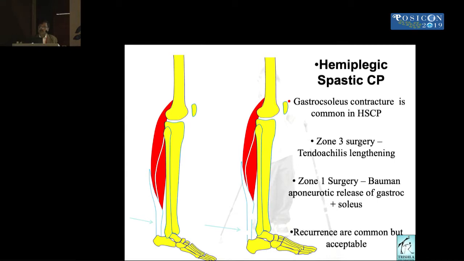As I have told you, in hemiplegic spastic cerebral palsy the natural progression is totally different from diplegic spastic cerebral palsy. In hemiplegics, the gastrocnemius and soleus are both contracted, which means the tendo-Achilles is tight. But we can go for zone 1 surgeries, operating on the gastrocnemius and soleus both. If the tendo-Achilles is too tight, we can go for the zone 3 surgery, that is, tendo-Achilles lengthening. In zone 1, Baumann aponeurotic release of the gastrocnemius and soleus both. Recurrences are common, but that is acceptable. Over-surgery should not be done in these cases.